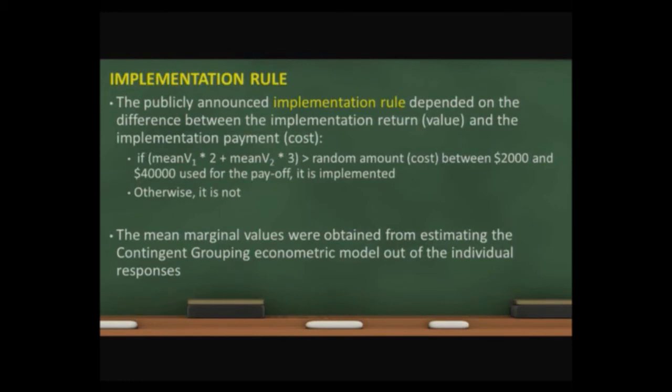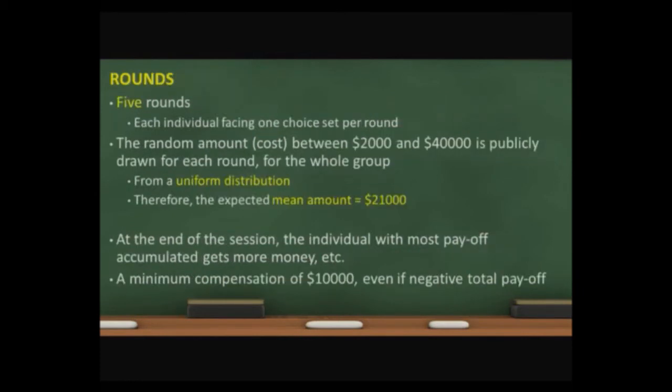And last one is how it works. 5 rounds. At the end of each round, we do this drawing. So the random amount, the cost between 2,000 and 40,000, is drawn publicly. We used Excel and a uniform distribution. Therefore, the mean value expected would be 21,000. Okay, that's the expected mean.